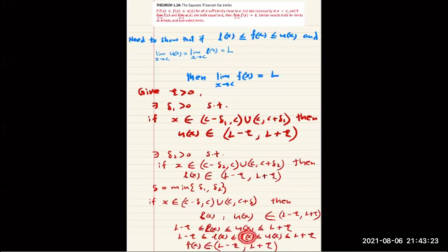Why? Because L of x is between L minus epsilon and L plus epsilon. That means f of x has to fall in this interval. So that means we have a delta such that if x is in this delta punctured interval, then your f of x is in this interval, L minus epsilon and L plus epsilon. So by definition of limit, as x approaches c, f of x is equal to L. Okay, all right, let's move on.